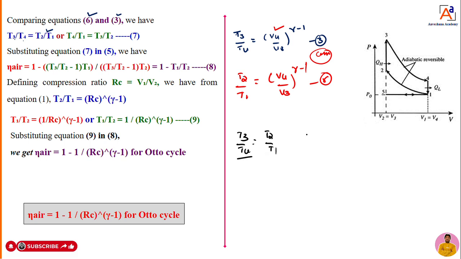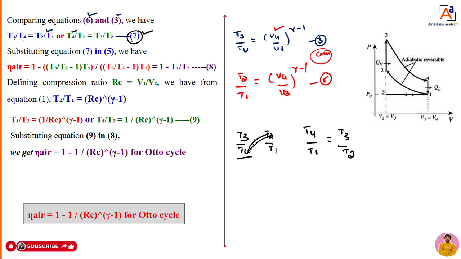This equation I can rewrite like this also. T4 I will take this side: T4 divided by T1 is equal to T3 divided by T2. So the same thing I have done: T4 by T1 is equal to T3 by T2. That equation I will call equation number 7.